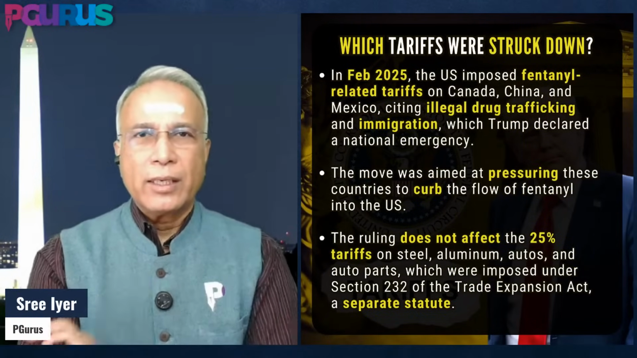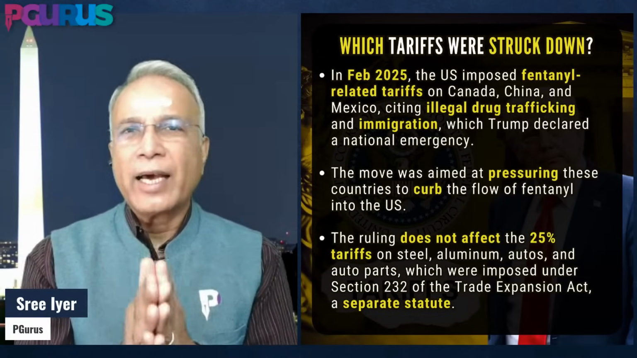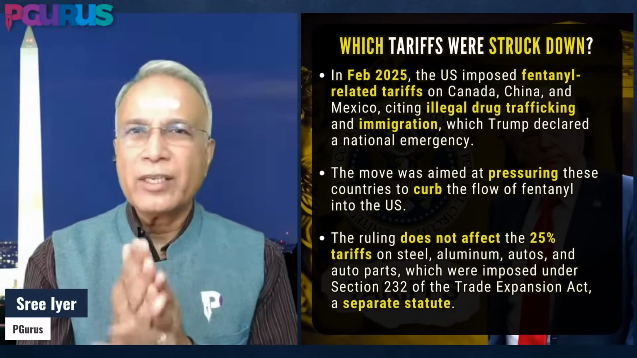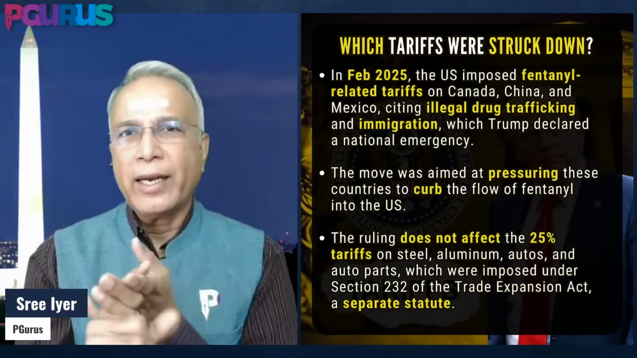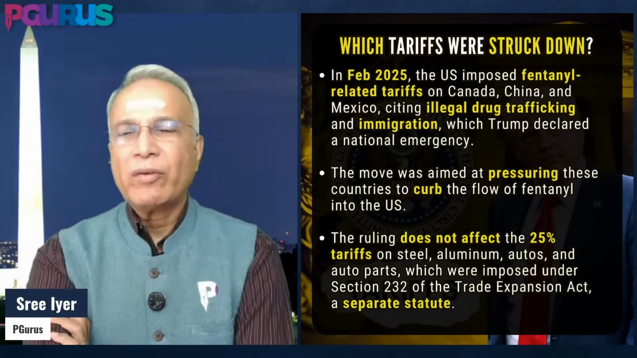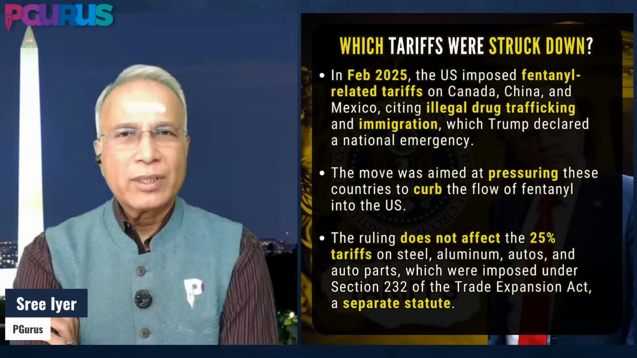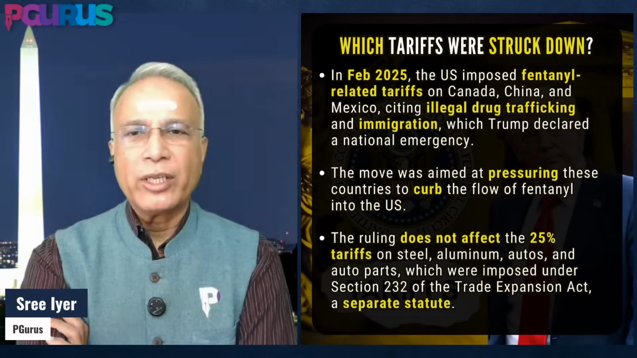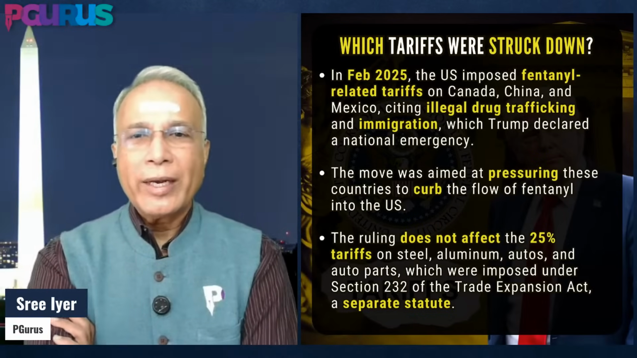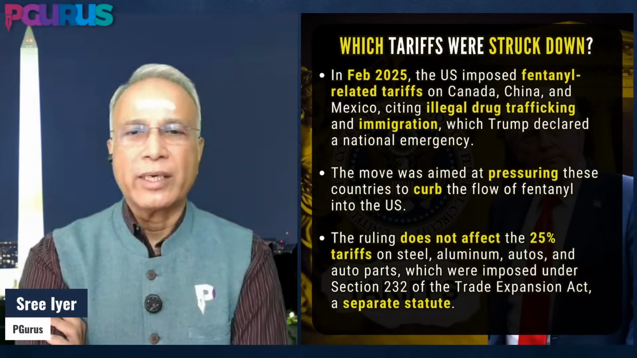So this was one aspect of trade tariffs, because of trade deficits. There is another tariff that was enforced, mainly on 3 countries: China, Canada, and Mexico. This had to do with how they were allowing fentanyl to come into the United States, and this move was completely aimed at pressuring these countries to curb the flow of fentanyl. And these were 25% each, if I remember correctly, on all three countries. It could have been 30%. I don't know.